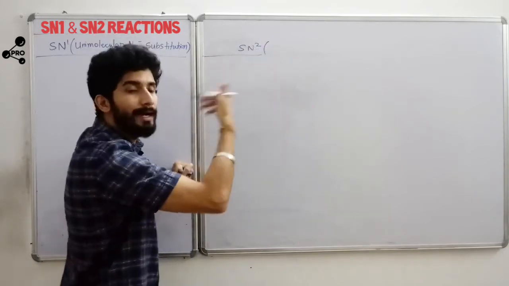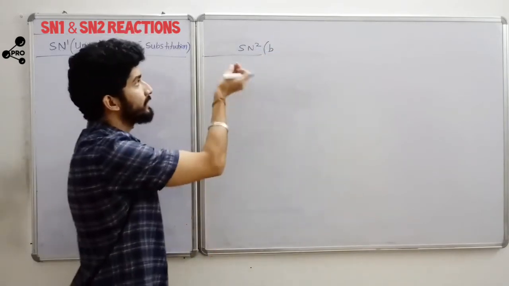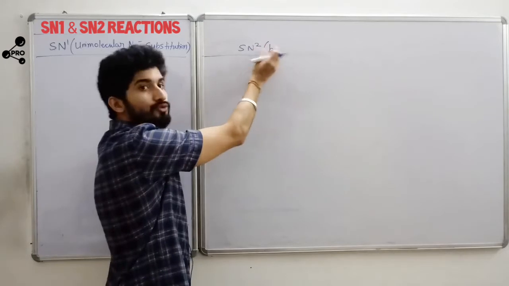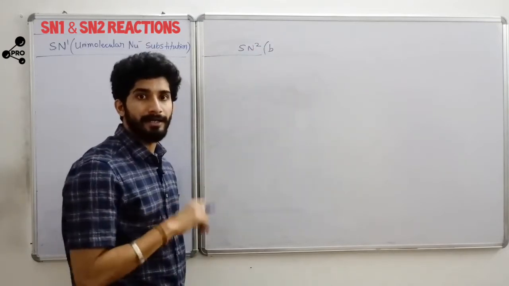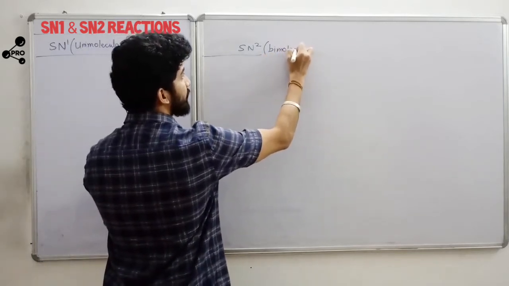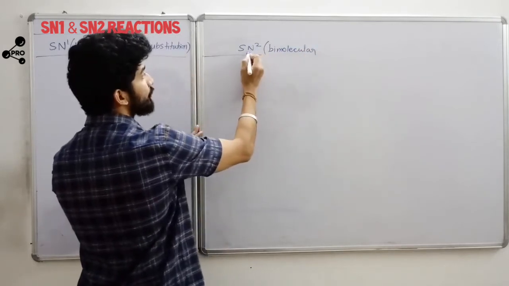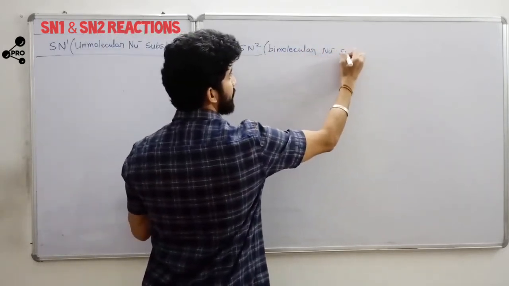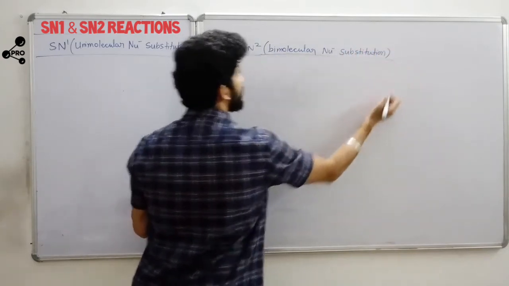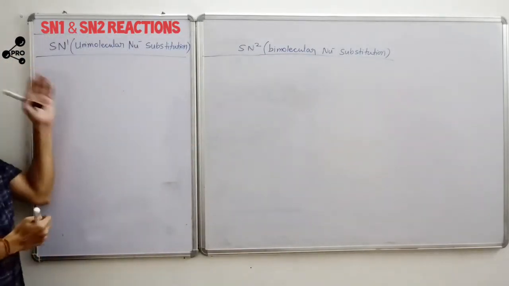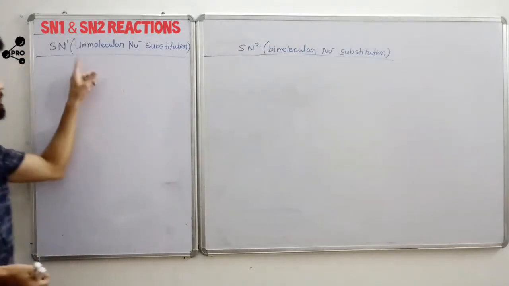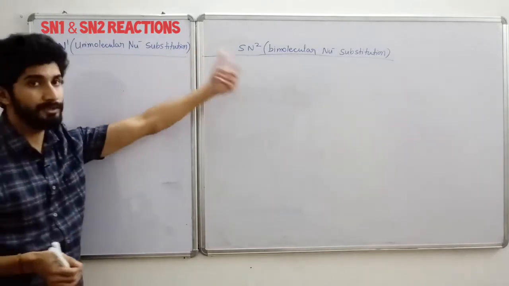SN2, the 2 means bimolecular. While we discuss the mechanism of SN2, there must be 2 molecules taking part in the rate step. So SN2 means bimolecular nucleophilic substitution. Clear? So first of all, we have to understand the full forms of SN1 and SN2. SN1 means unimolecular nucleophilic substitution and SN2 means bimolecular nucleophilic substitution.